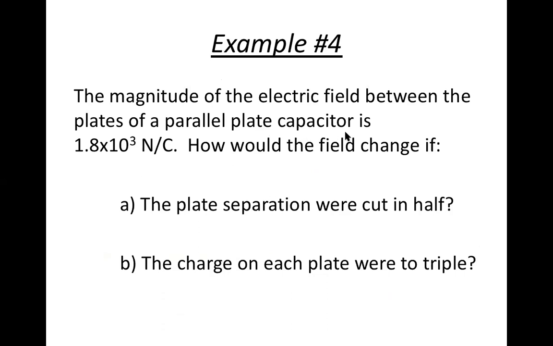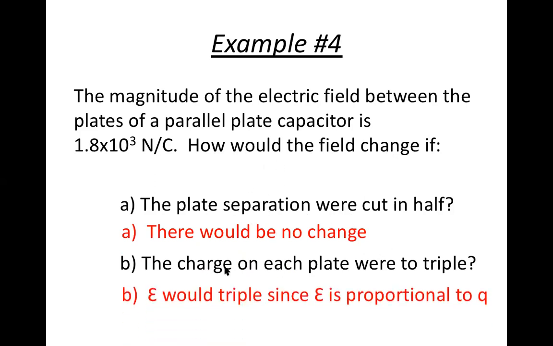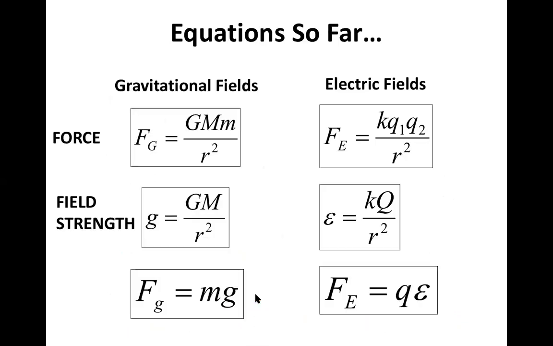Example 4: the magnitude of the electric field between the plates of a parallel plate capacitor is 1.8 times 10 to the 3 newtons per Coulomb. That is our epsilon, newtons per Coulomb, force per charge. How would the field change if the plate separation were cut in half? There would be no change because it doesn't matter where you are within the plates. And if the charge on each plate were to triple, epsilon is proportional to charge, so the field strength would triple.